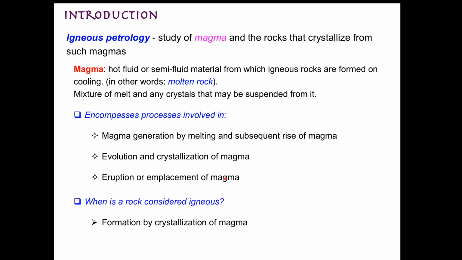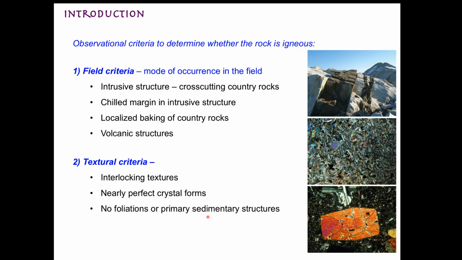Any rock which crystallizes from the magma is considered an igneous rock. The next part is how do we know that it is an igneous rock? That is, the observational criteria to determine whether the rock is igneous or not. The other rocks are metamorphic and sedimentary rocks, as well as the igneous rocks, so we need to know how we can identify igneous rocks.